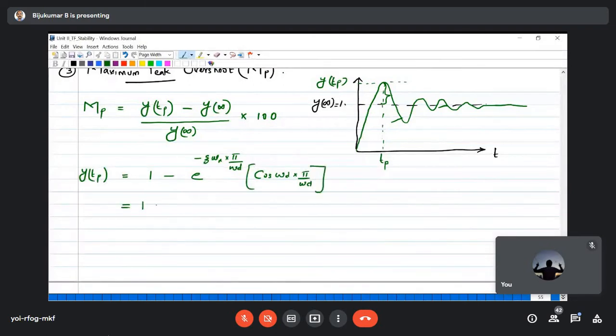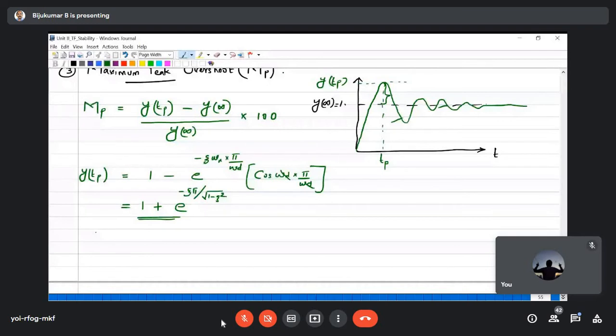So this becomes 1 plus, because this and this will cancel. Cos pi is minus 1. So it will become e power minus. What is omega d in this? If you substitute omega d equal to omega n multiplied by root of 1 minus zeta square, omega n and omega n got cancelled. So finally you will get minus zeta pi divided by root of 1 minus zeta square. Right? So this will be the output value with respect to the peak time.